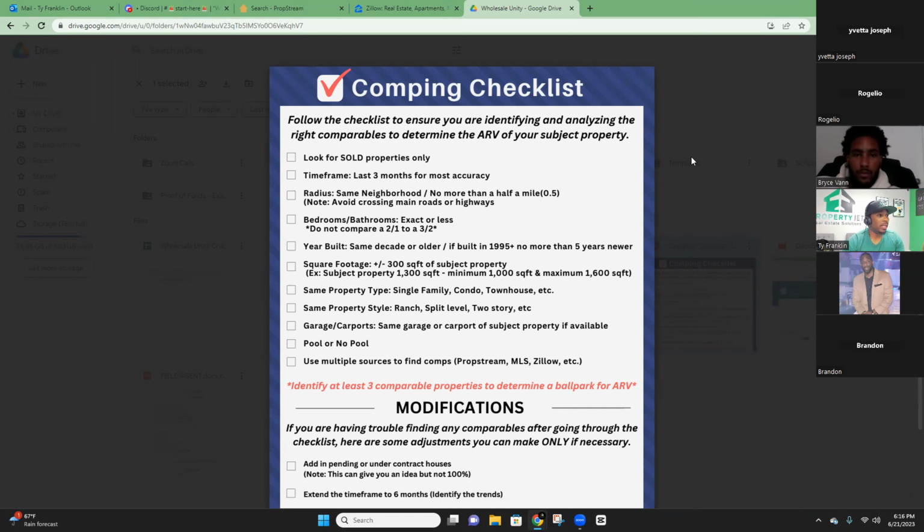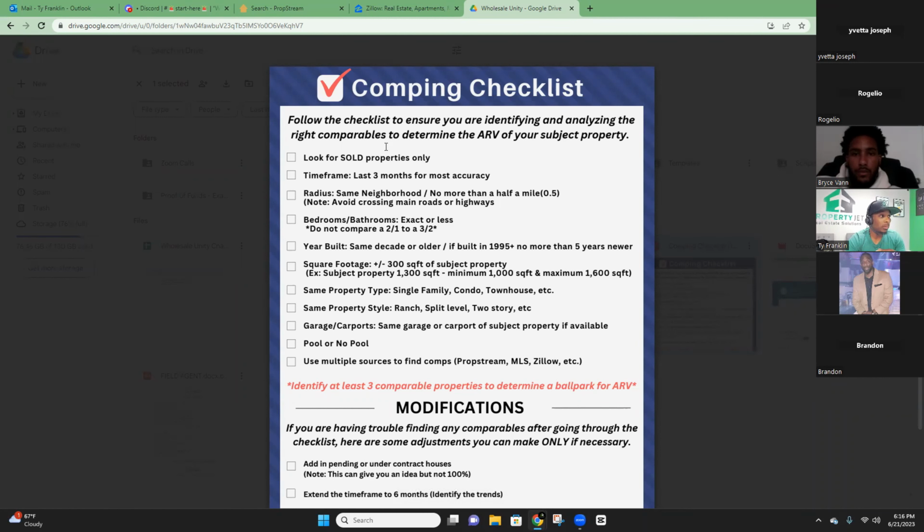This, it's all about input. When you're doing comps, it's all about putting in the right filters and putting in the right criteria. That's what it's all about. So whatever software or platform you're utilizing to run your comps and find out what properties are sold for, you got to make sure you put in the right filters and criteria. So when it comes to comps, you want to look for sold properties only.